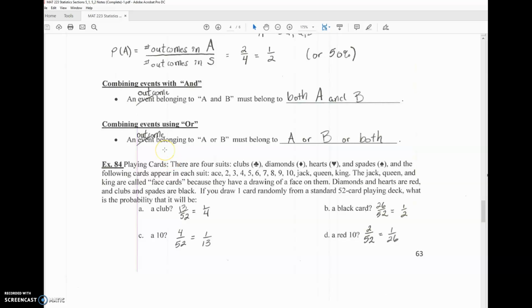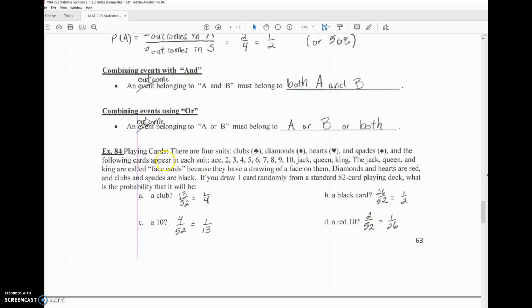Now, we have to start to get precise with our words. When I'm combining events with and, an outcome belonging to event A and B must belong to both A and B. If I'm combining events with the word or, an outcome belonging to A or B must belong to A or B, or it could be in both. Okay, it's A or B.